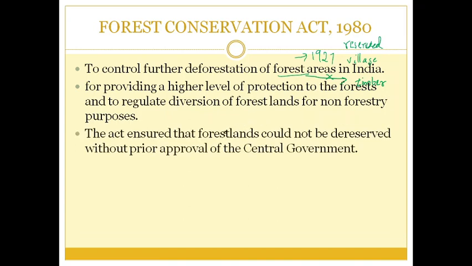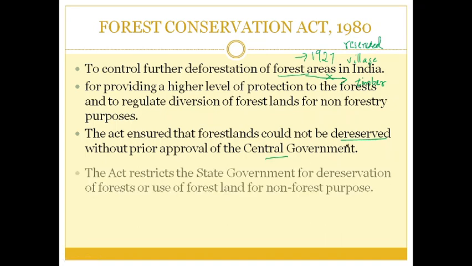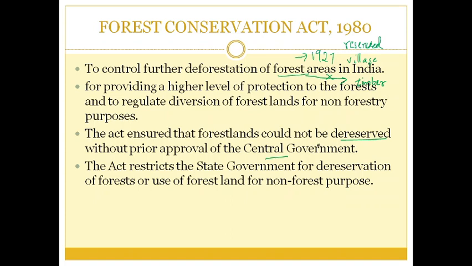This act ensured that forest lands could not be de-reserved without prior approval of the central government. Reserved forests cannot be de-reserved by the state government. The central government has to make that de-reservation. So it gives more power and protection for forest areas, the reserved forest areas in India. Then this act restricts the state government from de-reservation of forest or use of forest land for non-forest purposes. Only the central government has a say in the de-reservation.